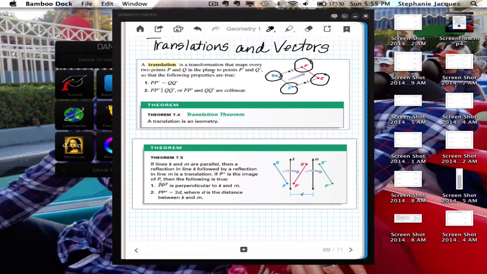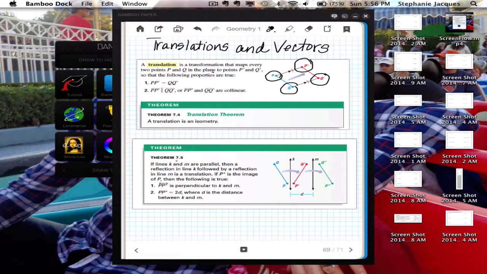So P prime Q prime should have the same distance as PQ. And also P prime Q prime should be parallel to PQ, or P, Q, P prime, and Q prime are collinear. So those are some properties that make it a translation. And theorem 7.4 just states that a translation is an isometry. That means it doesn't change angles or anything like that.